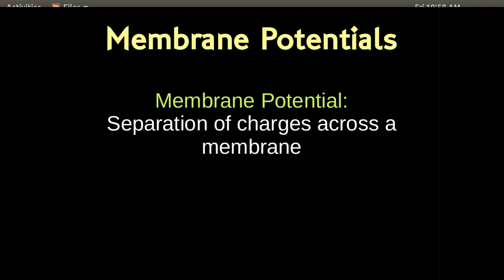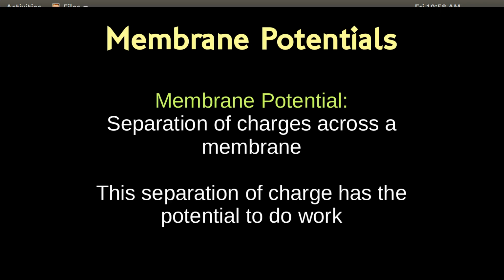Your neurons and other electrically active cells are most commonly known for this, but essentially all of your cells have some sort of membrane potential. And we call it potential because this separation of charges that we build up has the potential to do work. We can do things. Once we separate those charges on either side, we can then harness that to do things with that.